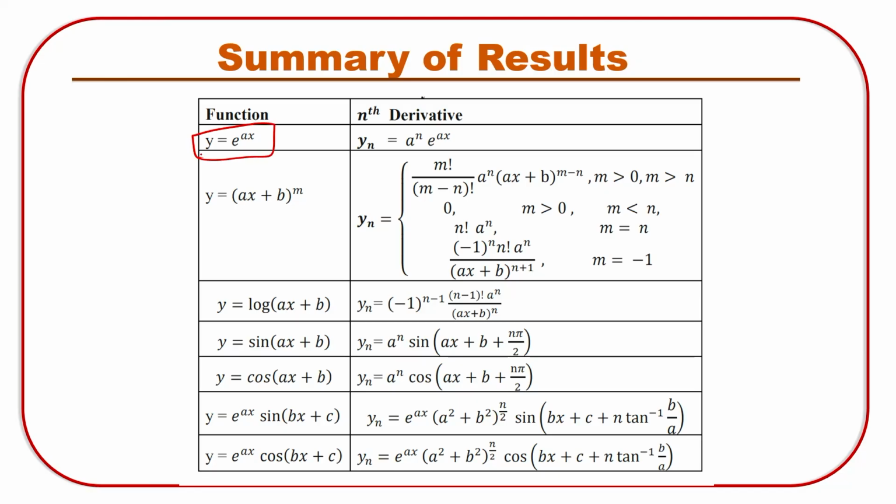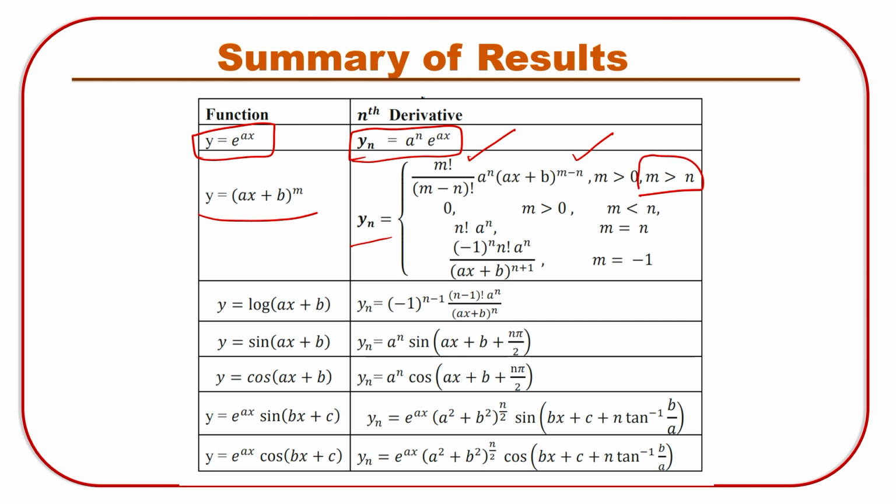We had seen y equal to e^(ax) in the first lecture, and the answer was y_n equal to a^n e^(ax). For y equal to (ax+b)^m, that is a polynomial, what will be the answer? y_n equals m! divided by (m-n)!, times a^n (ax+b)^(m-n), right? This only happens when m is greater than n.